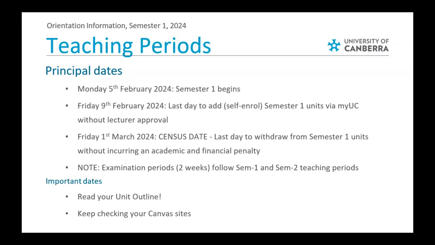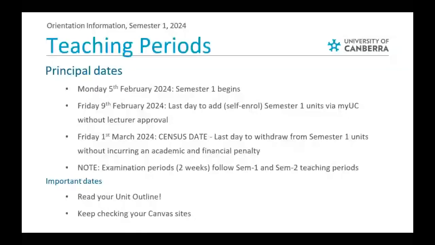All your important dates are in the unit outline. So every unit has a unit outline. They're just about all published now, available for you to read, and they have all your important dates. That's really what your contract is with your unit convener, saying, well, this is what they expect of you, and this is what they'll provide to you as well. But make sure you're also keeping up to date with the Canvas sites to see what's going on with those announcements and any changes.